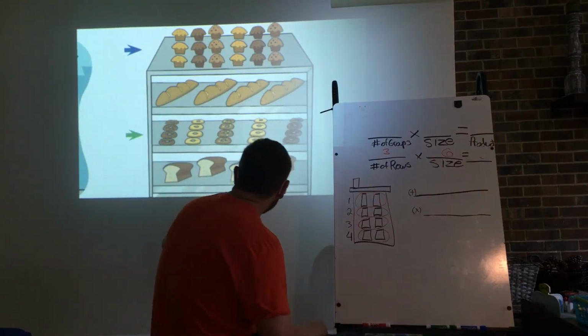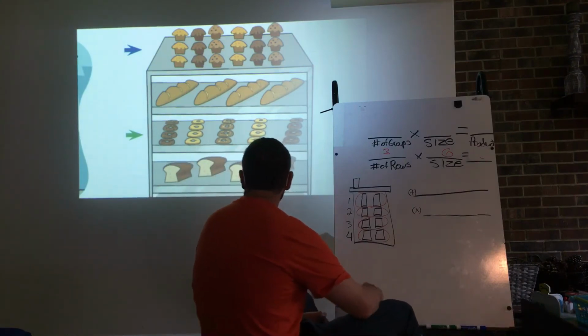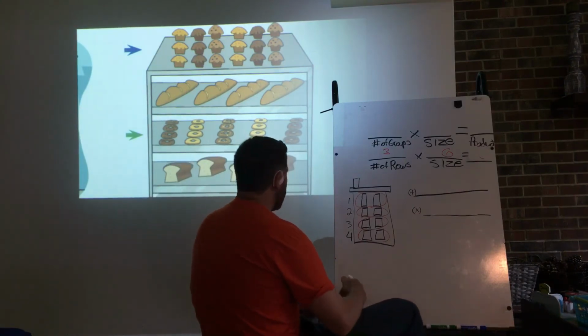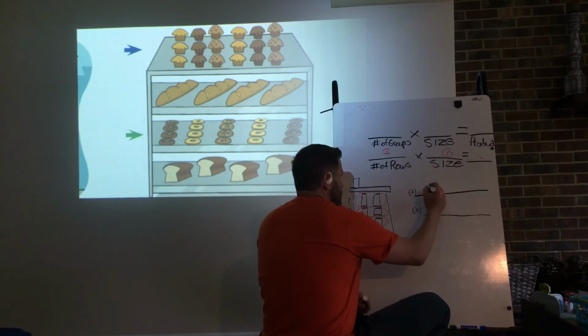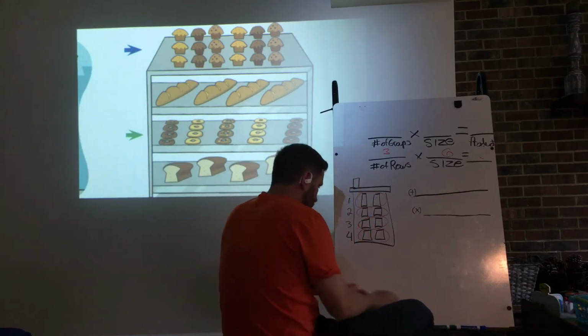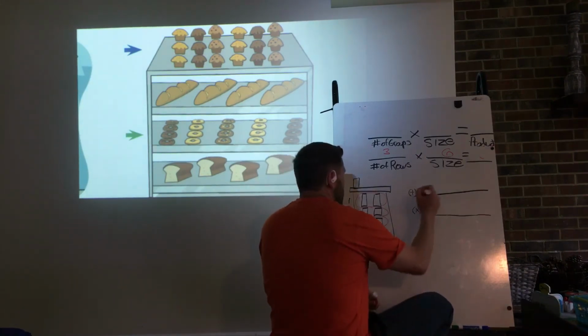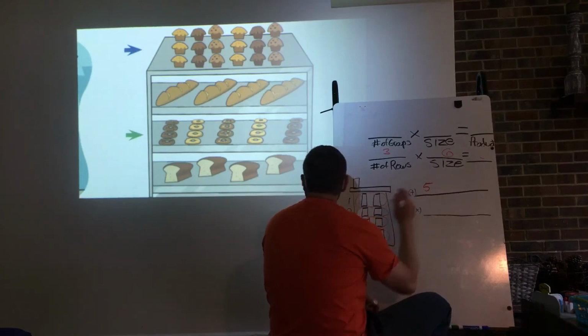Go ahead and count that top row. How many's in there? 1, 2, 3, 4, and 5. That looks like 5 bagels to me. Hey, sign me up. I like everything bagel. With cream cheese is good.